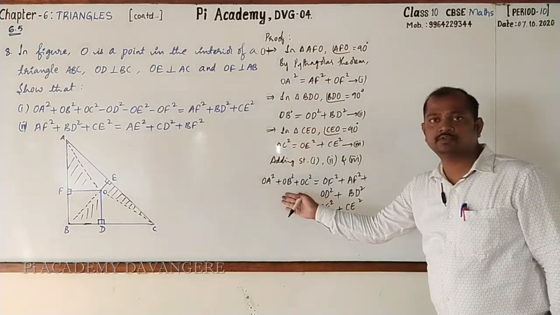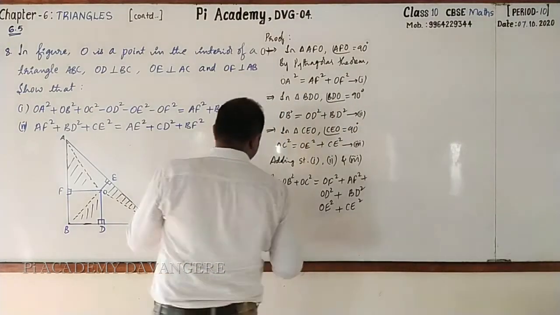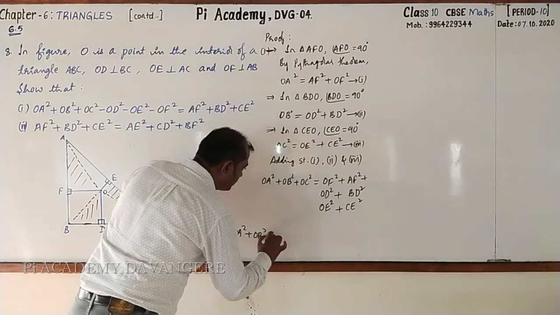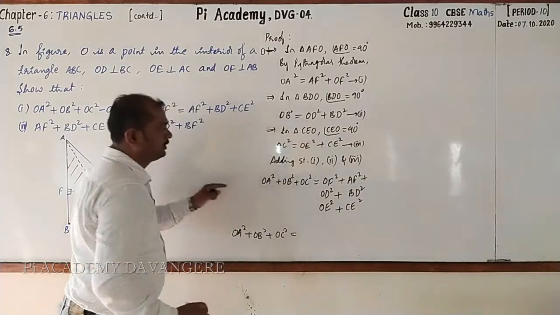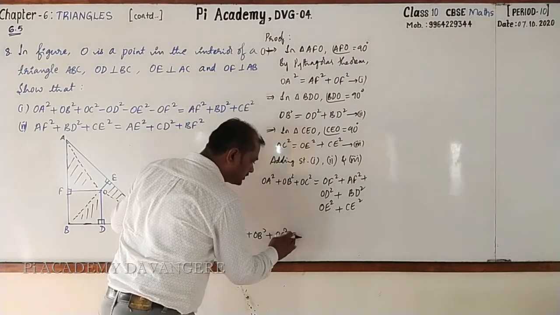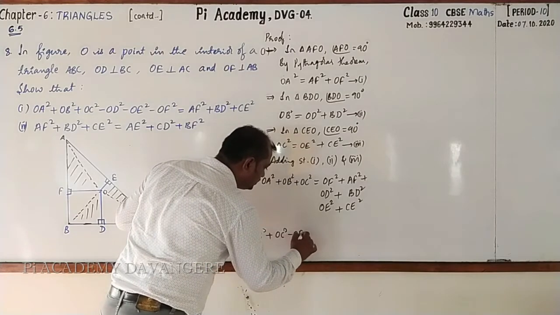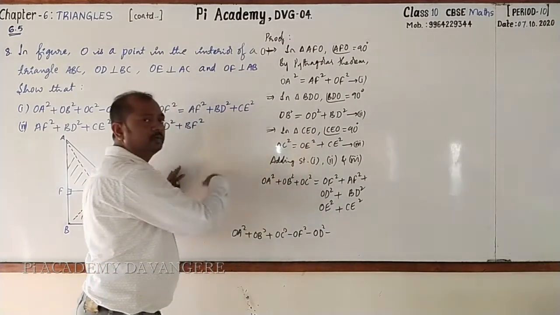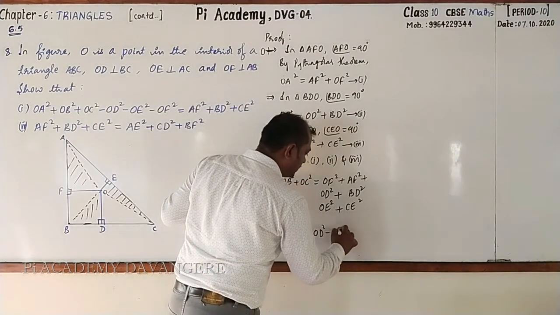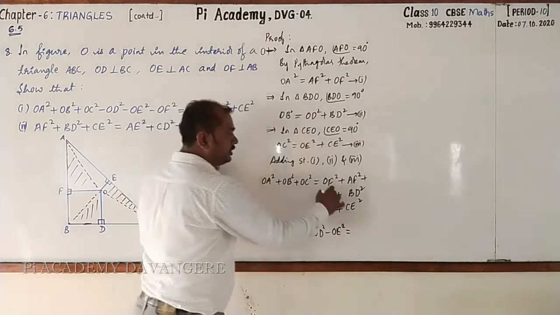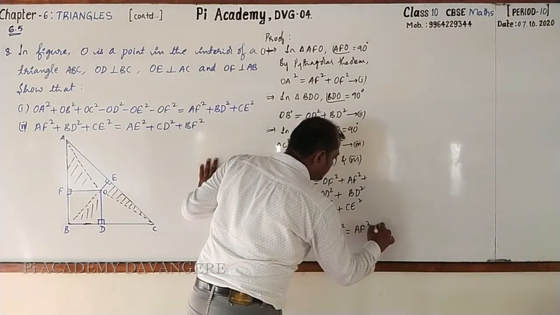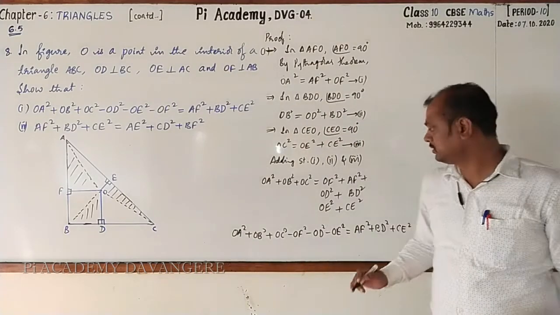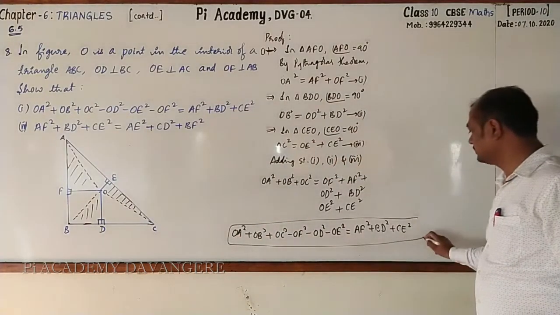Transfer all of these to the left hand side. Right. It is OA square plus OB square plus OC square. Transfer OF to the left hand side, it becomes minus OF square. Next, minus OD square, and OE square to the left hand side, minus OE square, is equal to AF square plus BD square plus CE square. So hence the statement is proved.